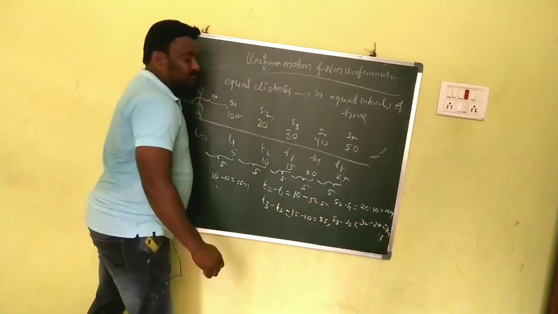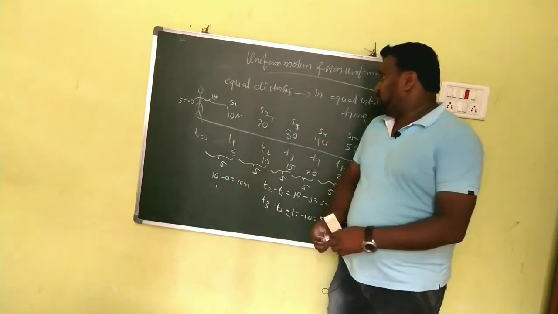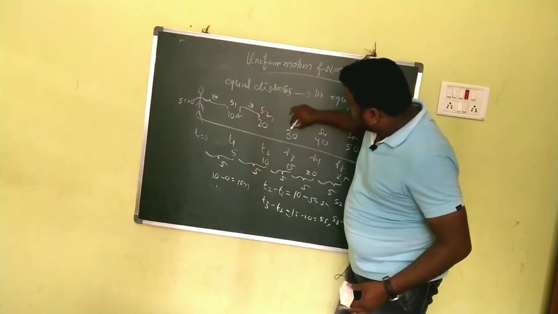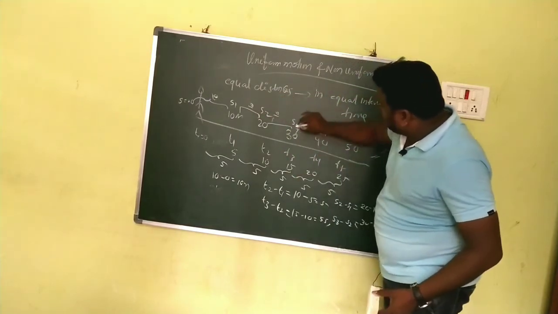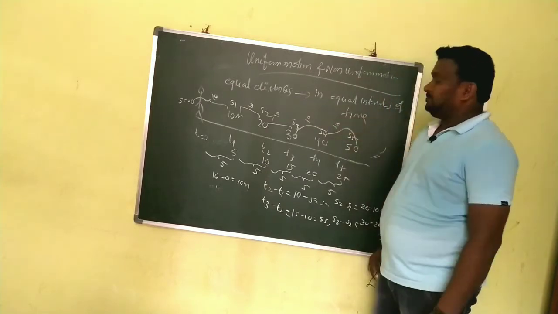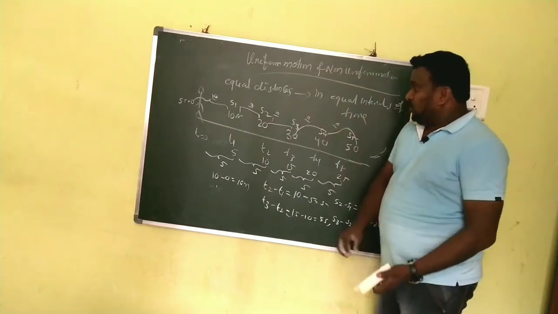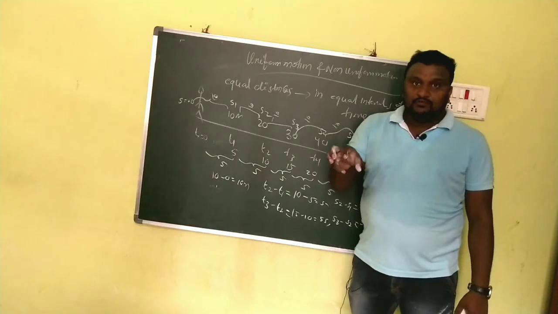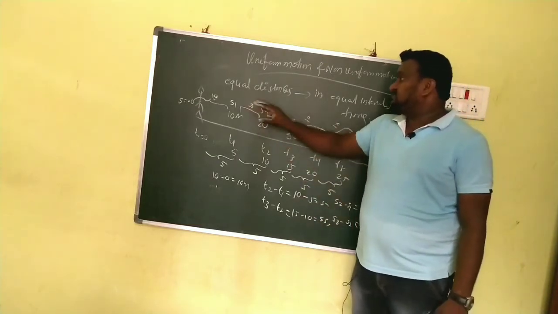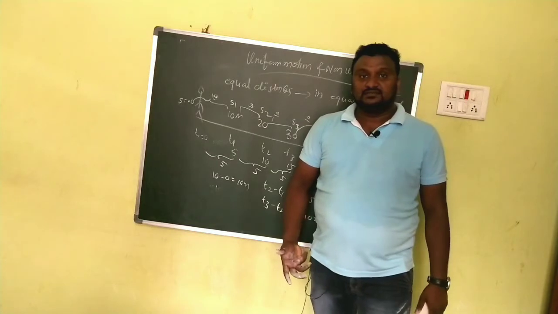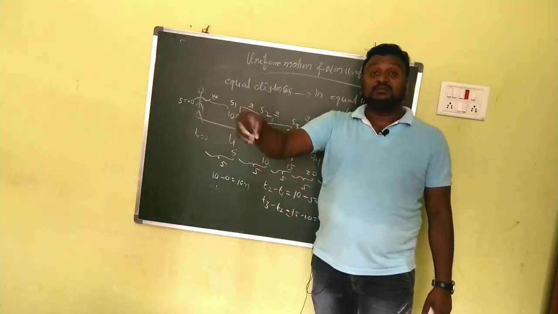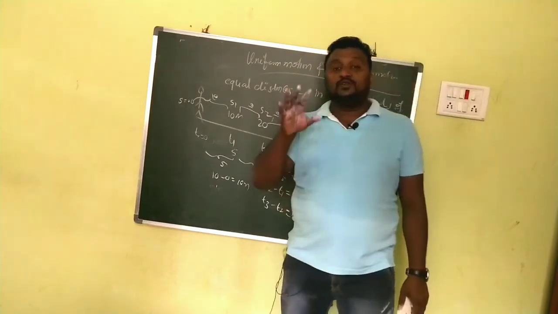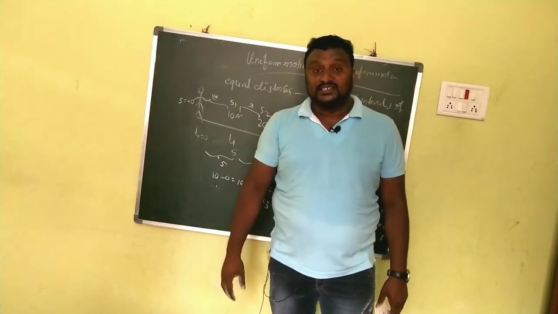So what did you observe in that example? Simple. 20 minus 10 is 10. 30 minus 20 is 10. 40 minus 30 is 10. 50 minus 40 is 10. That means for every 5 seconds he traveled 10 meters. For every 5 seconds he traveled how much distance? 10 meters. So the boy is said to be in uniform motion because he covered 10 meters for every 5 seconds.